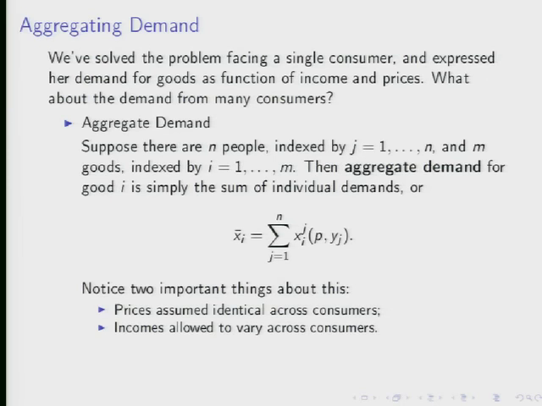People can have different incomes. That's why j is indexed by the person, right? So if I'm person 1 and you're person 2, I'm allowed to have a different income than you are. There's no subscripts on this p, though. So we're assuming we face the same prices.